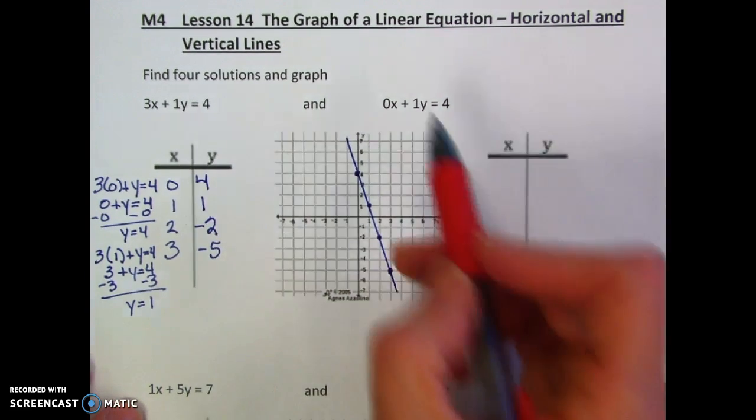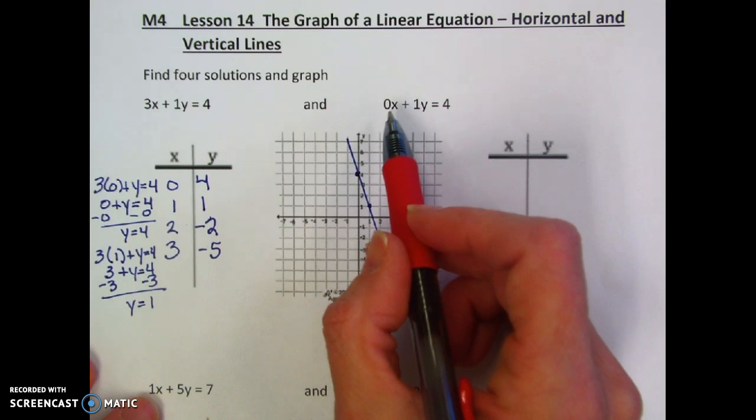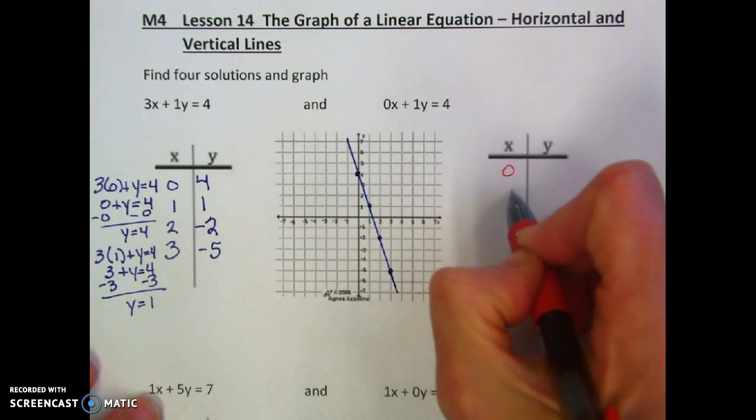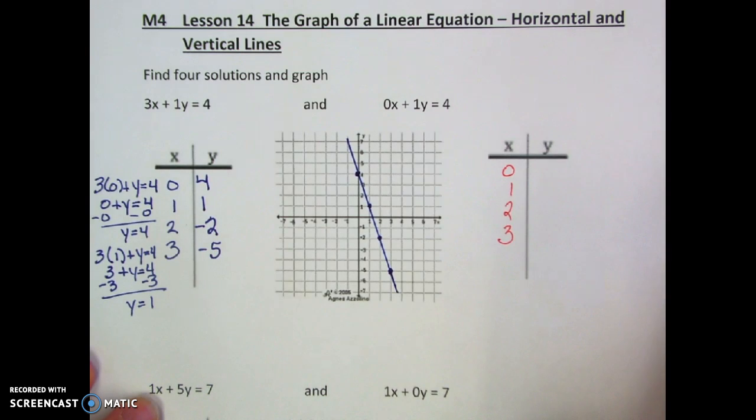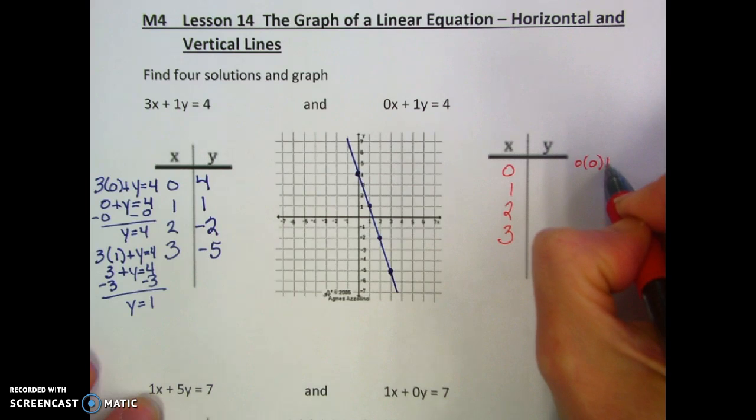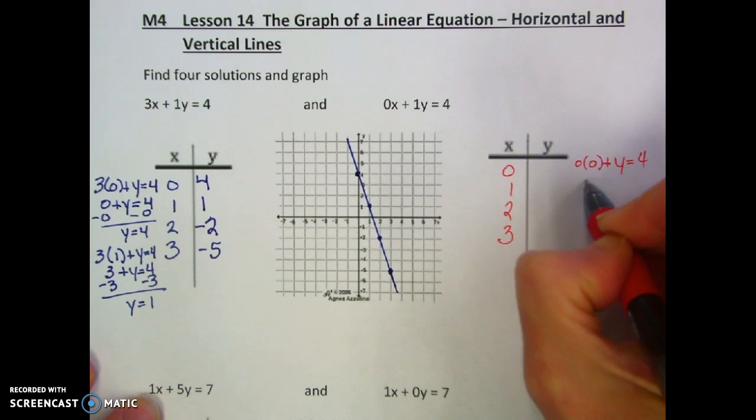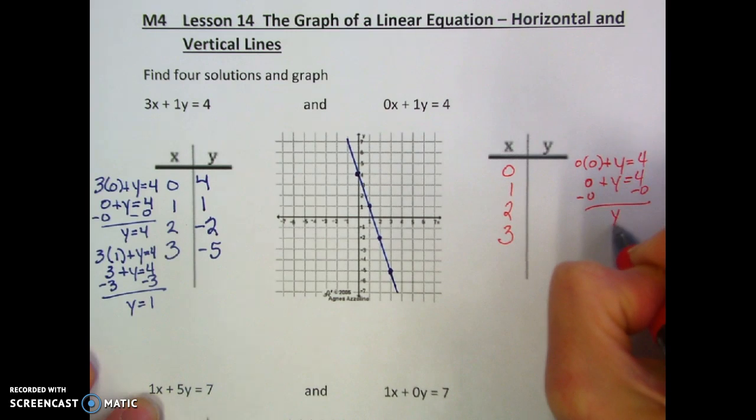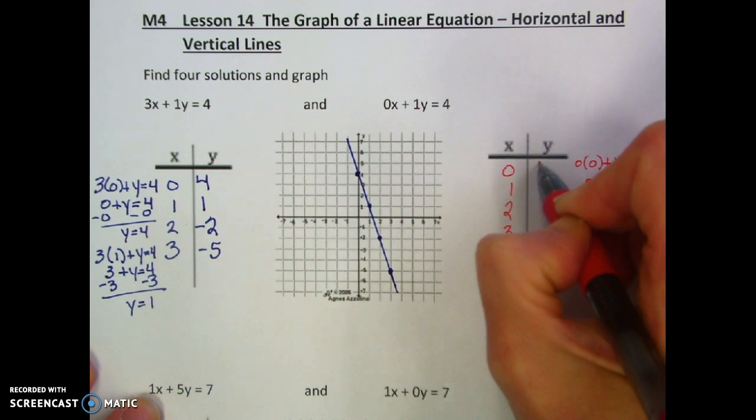All right, now we're going to try to do the same thing over here. This time we're multiplying this times 0, so I'm still going to pick values for x this time. And I'm going to substitute those in. So 0 times 0 plus 1y equals 4. This is still 0. Subtract 0, still going to give you y equals 4.